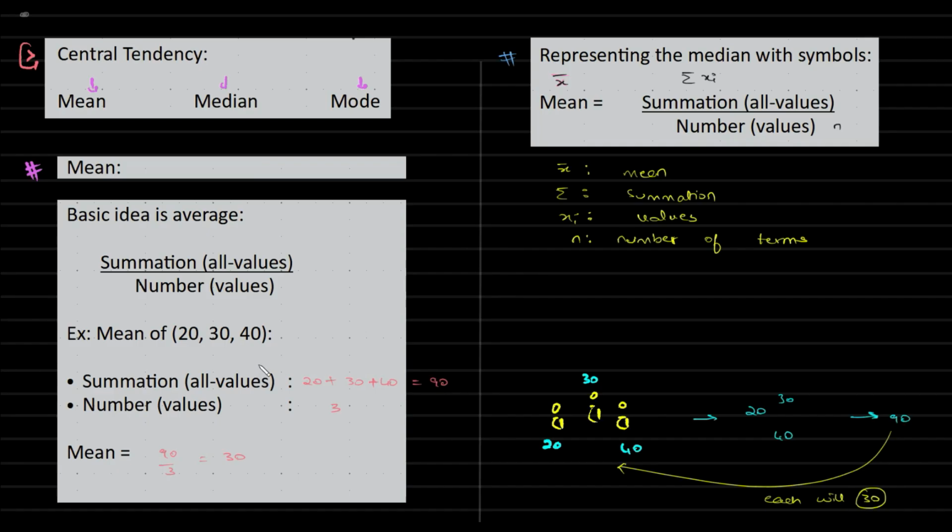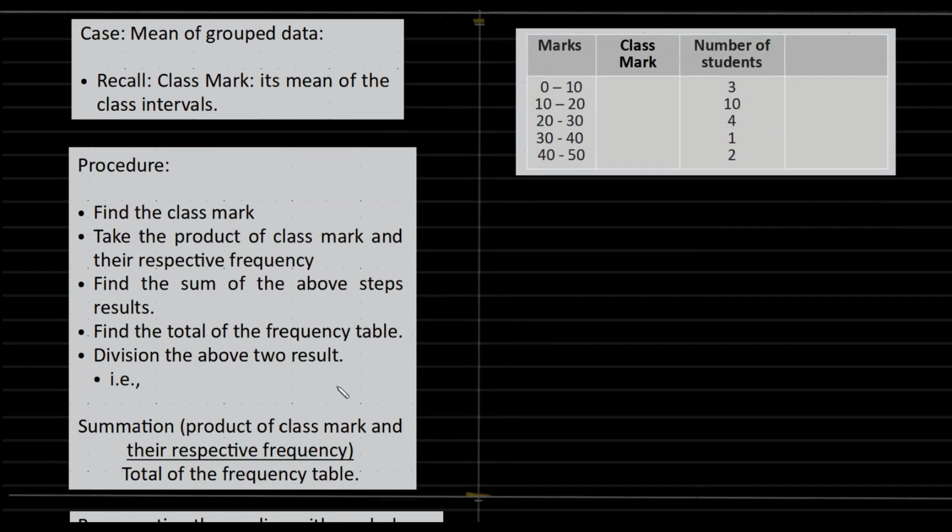This is a case of ungrouped data. For grouped data, just a second, I'll finish this off. This is represented with n. This is for ungrouped data. Whatever I showed you was a case of ungrouped data. For grouped data, this is how it will look.